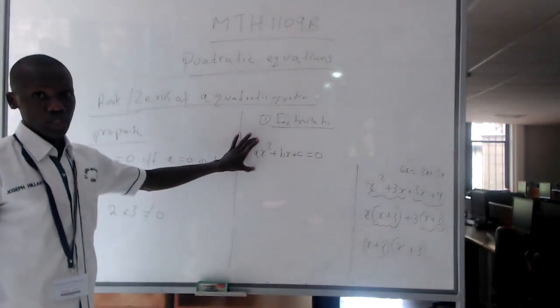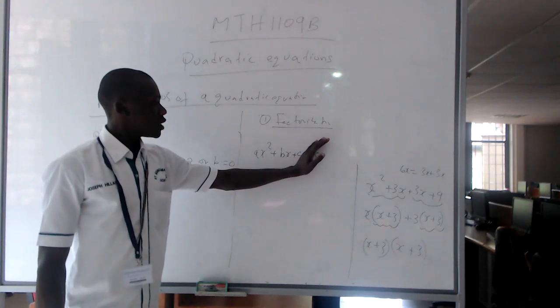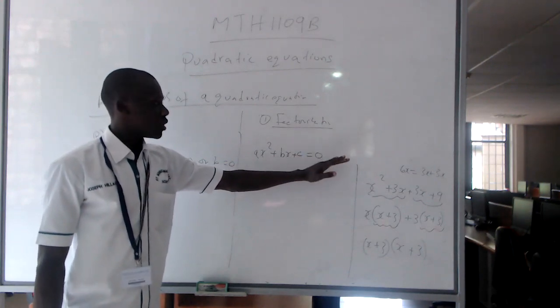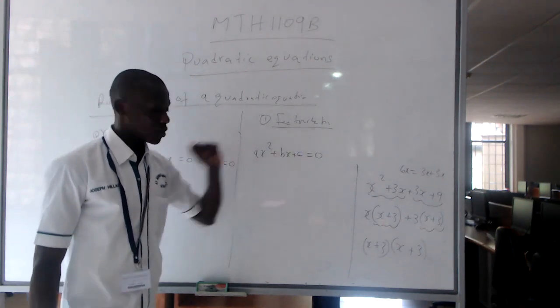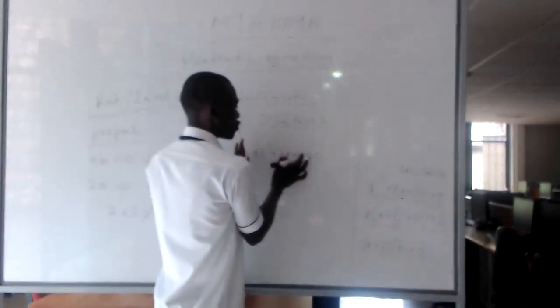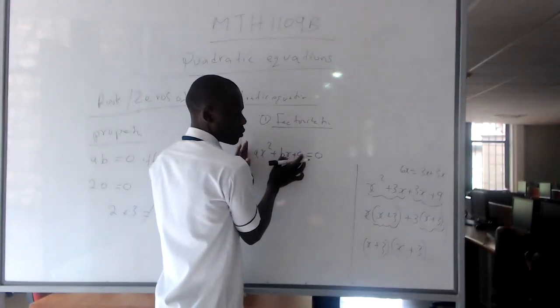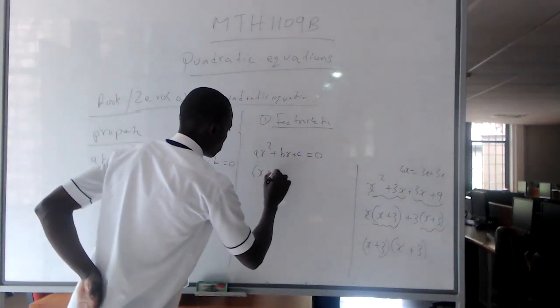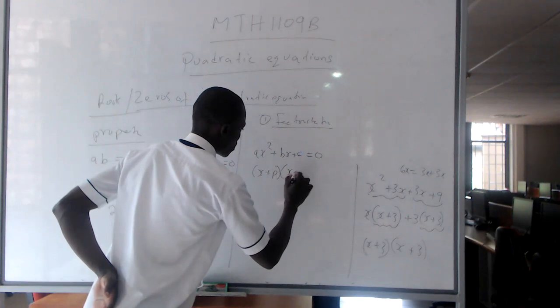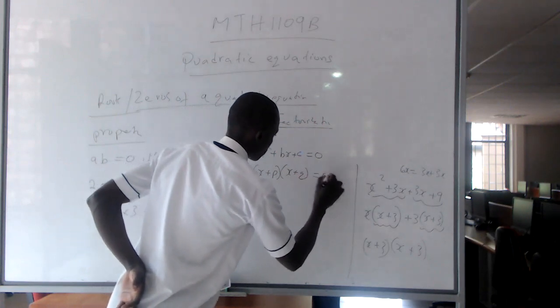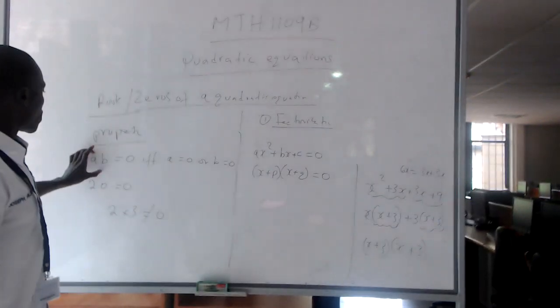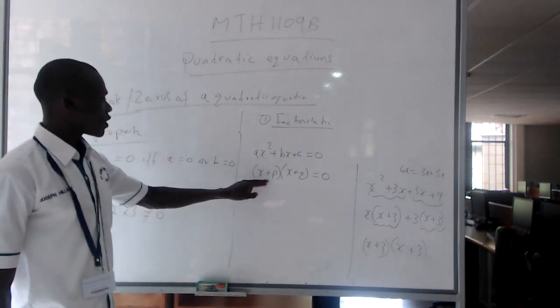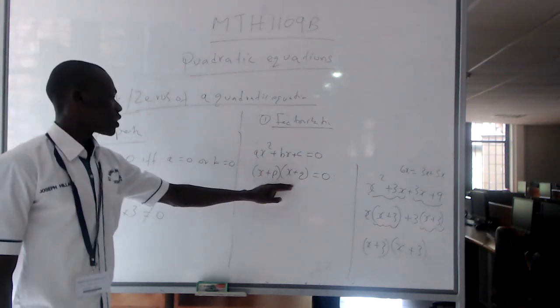So if I remove the equality, it's a quadratic expression. But if I put the equality, it's a quadratic equation. Remember, we know how to factorize this part, this expression. So suppose it can be factored as (x plus p) times (x plus q) is equal to 0. This is the property we are using. So let A be the first bracket, B be the second bracket.